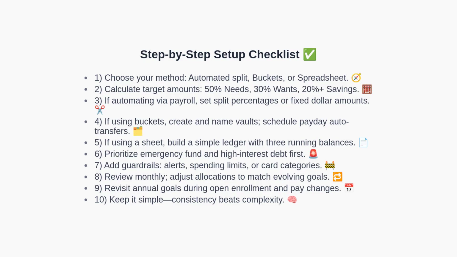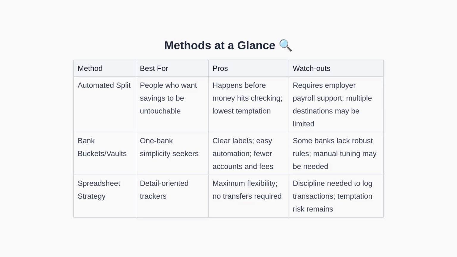Now, let's compare the methods side by side. This table compares 3 methods. Automated split works best when you want savings routed away from checking immediately. It is powerful but depends on payroll's ability to split deposits. Buckets or vaults give you clarity inside a single bank with fewer accounts and generally fewer fees, though rules vary by institution. The spreadsheet strategy is the most flexible, keeping all funds in one place with virtual categories, but it requires consistent tracking and self-discipline.